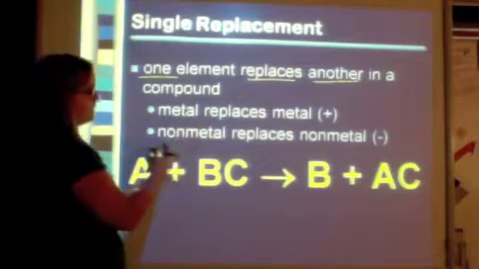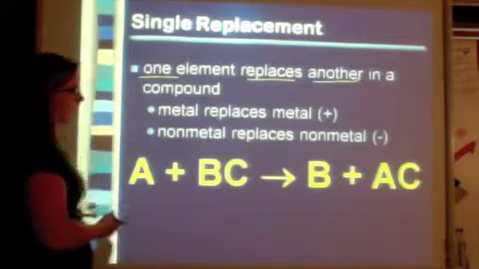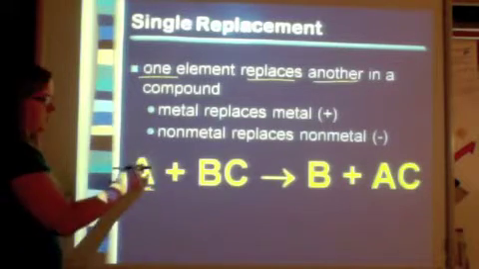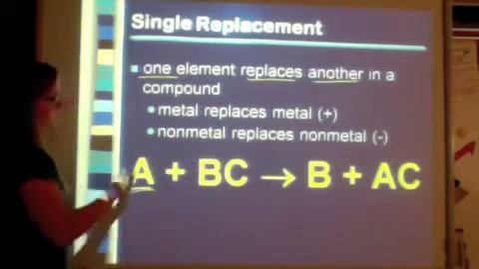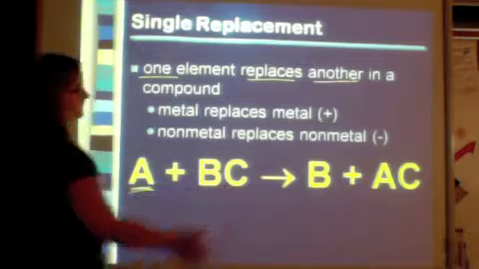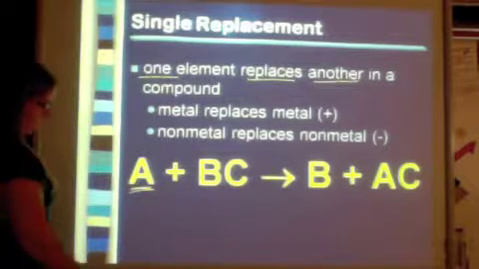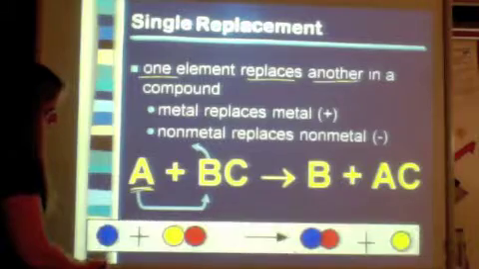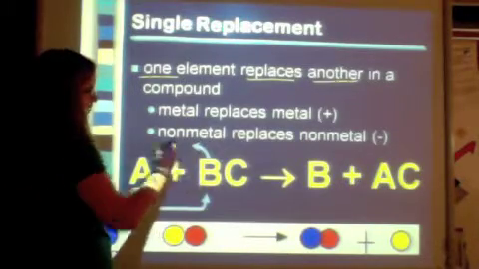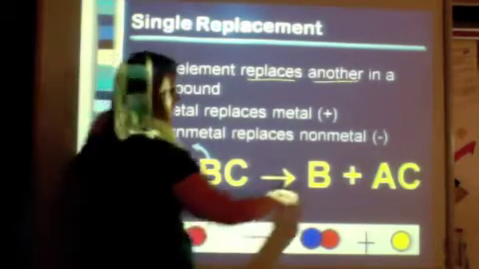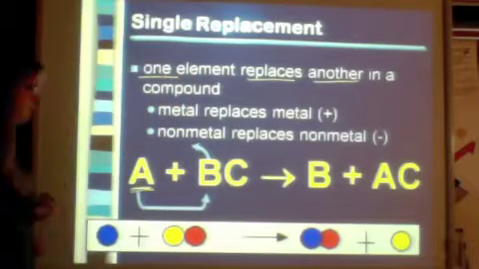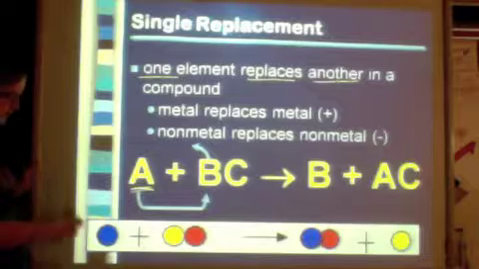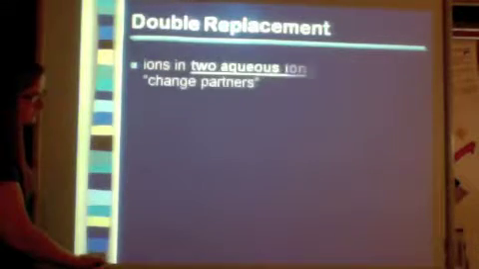The metal always replaces the metal, non-metal always replaces a non-metal. So this is just talking about the single element here. If it's a metal, it's going to try and replace the metal. If it's a non-metal, it's going to try and replace the non-metal. So to give you a visual, okay, so A is coming in, knocking out B, so then you get B plus AC. And then here is just again showing you a picture of visually what it would look like.